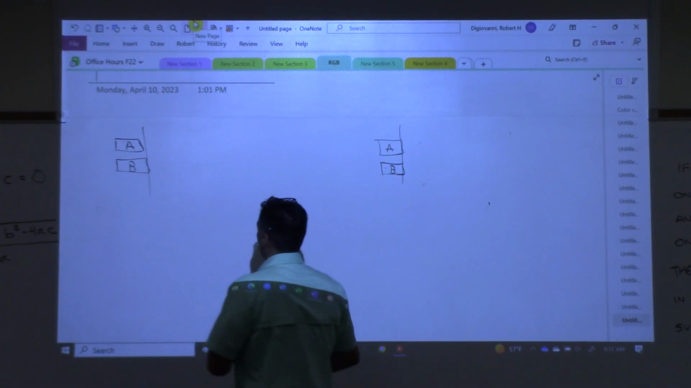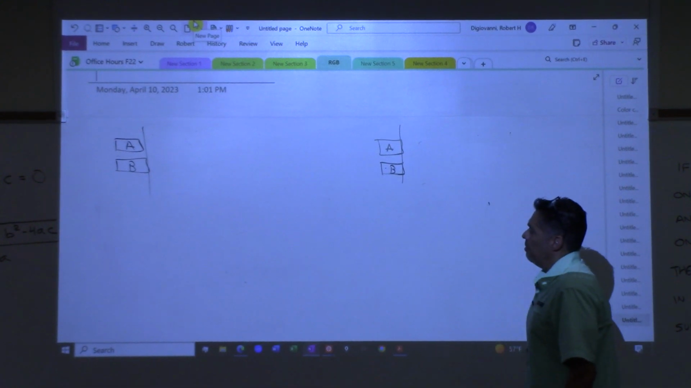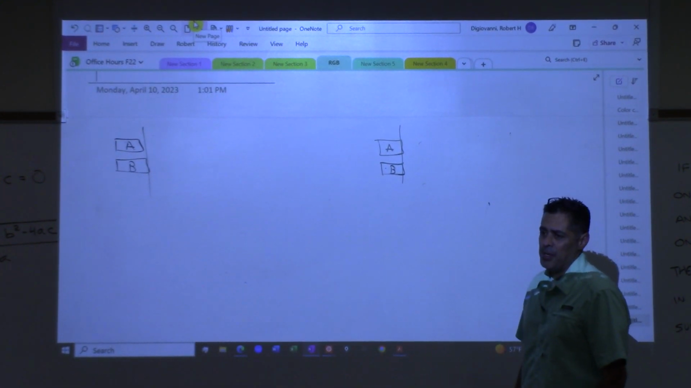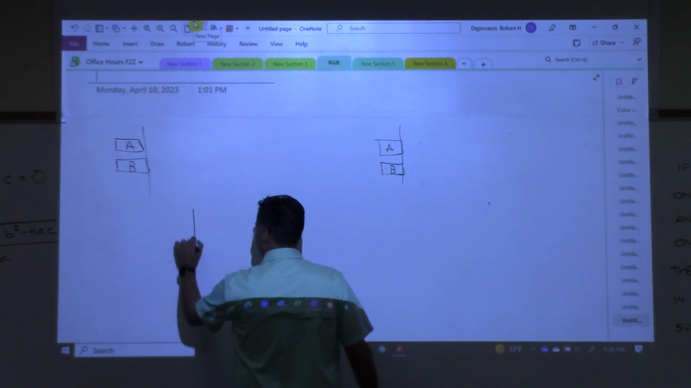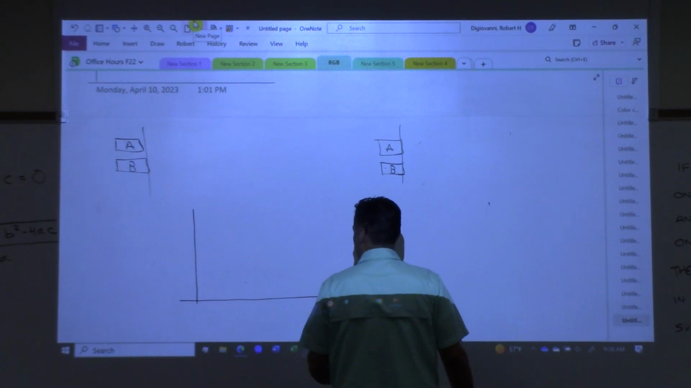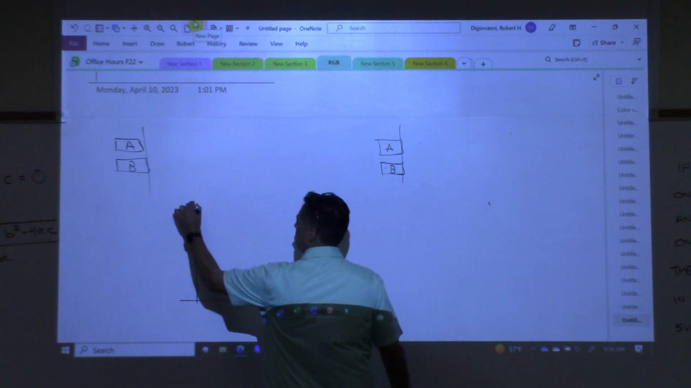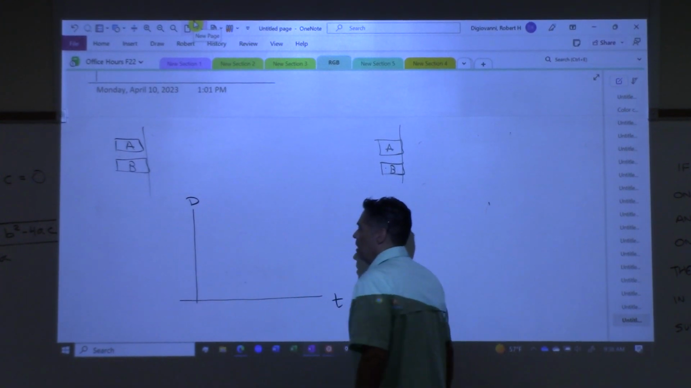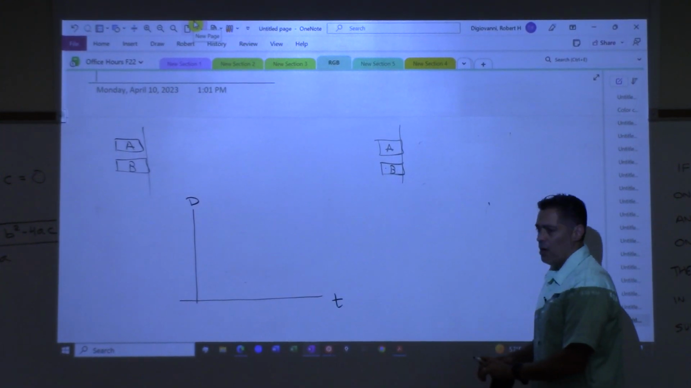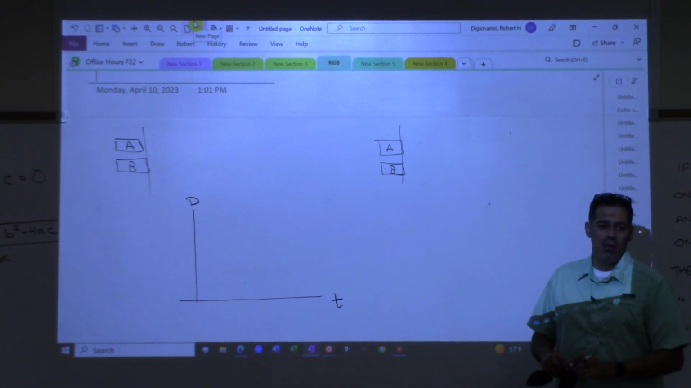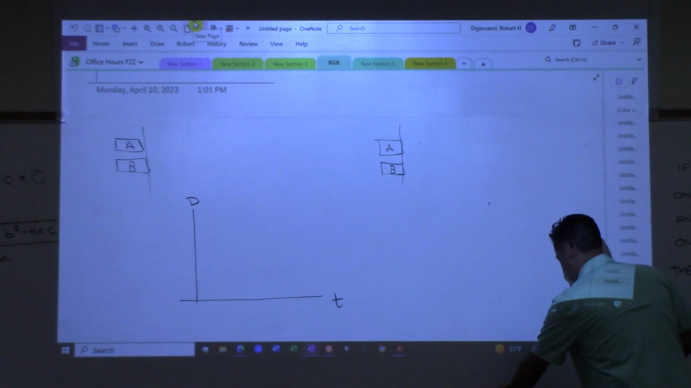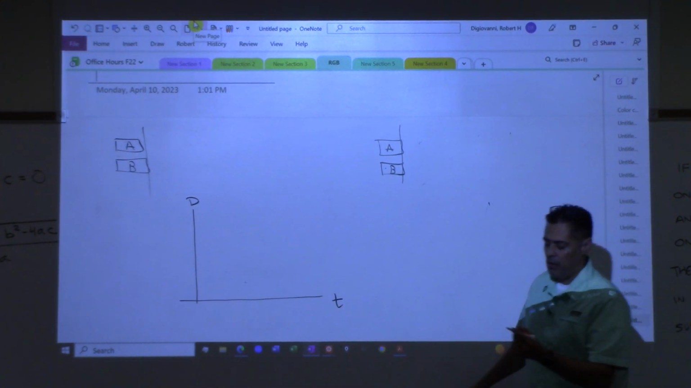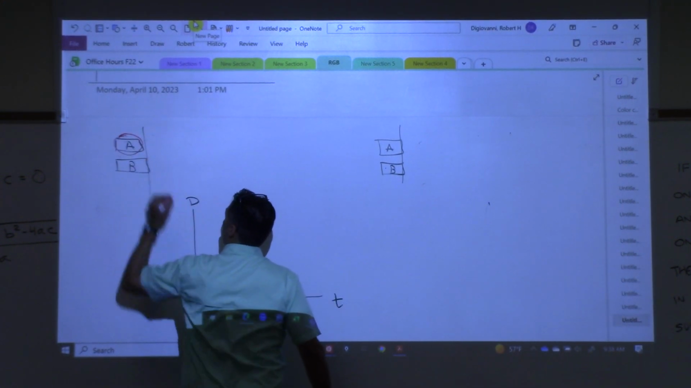All right, here's what I'm going to do. First thing I'm going to do is start by just drawing a graph, all right? This is going to be time, and this is going to be distance here. And I'm going to graph both cars one at a time. So I'm going to graph the first function in red, which will be the A car.